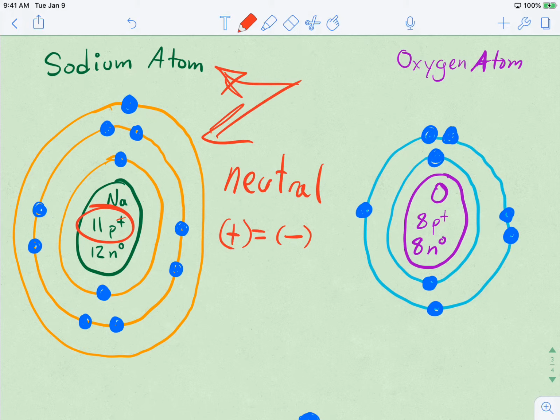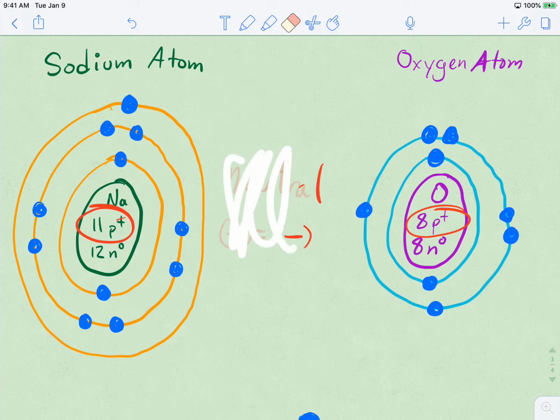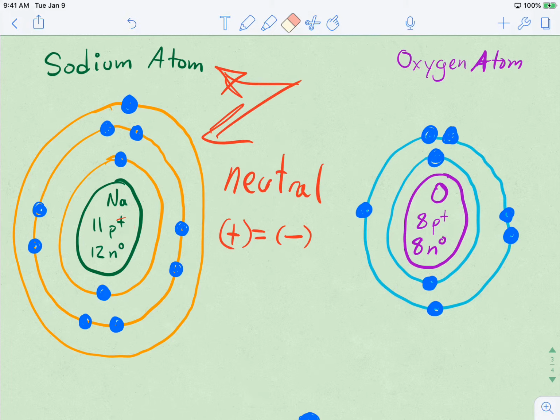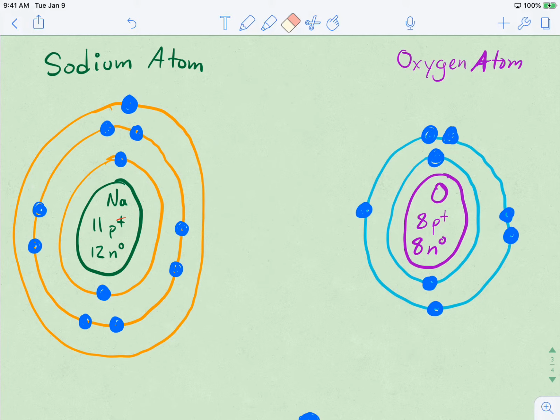Over on the right, we see 8 positive protons in our oxygen atom, and we should count 8 blue electrons as well. So these are neutral and they are atoms. If you say atom, you're saying neutral. Okay, let's get rid of those circles. Now we're going to ionize them.